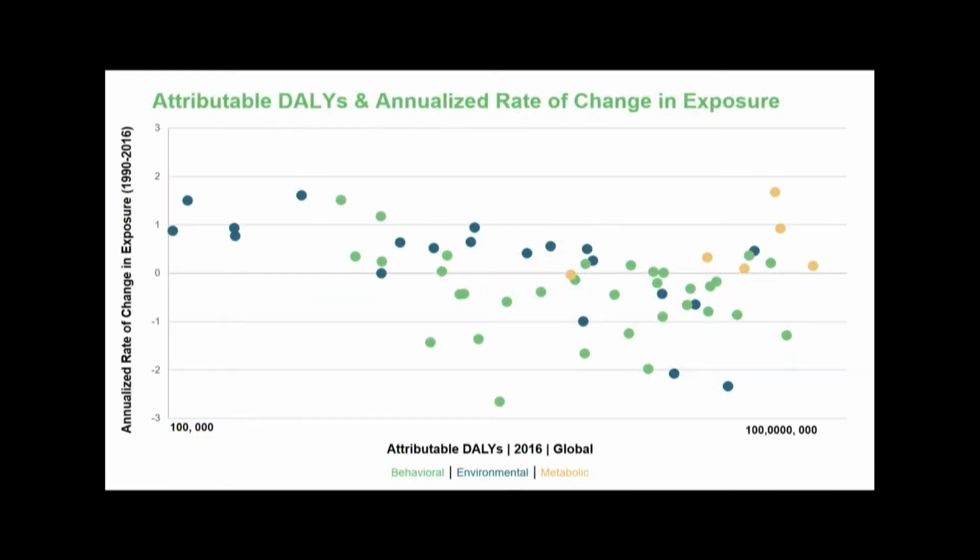Like previous rounds of GBD, we also quantified the change in risk exposure. This slide shows the relationship between attributable DALYs in 2016 at the global level on the x-axis, and the y-axis shows the annualized rate of change in exposure between 1990 and 2016. And different colors represent different types of risk factor groups: behavioral, environmental, and metabolic.